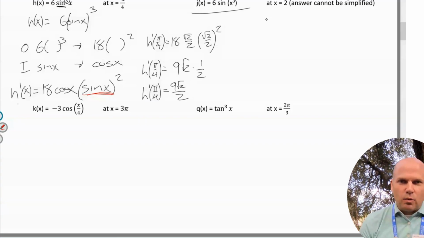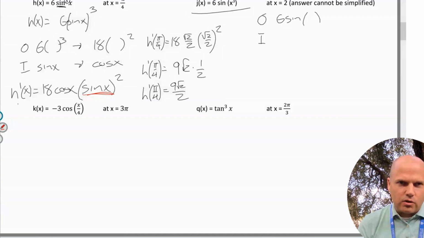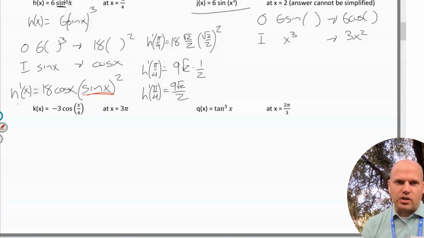All right, what about this one? Well, now the outside and the inside have kind of changed. Now the outside includes a trig function, and this is very important. The outside won't always be a power. Sometimes the outside can be a function. We'll see that more in the future. So the outside is the 6 sine, whose slopes are 6 cosine. X cubed slopes are 3x squared.